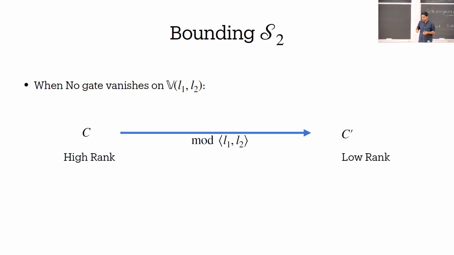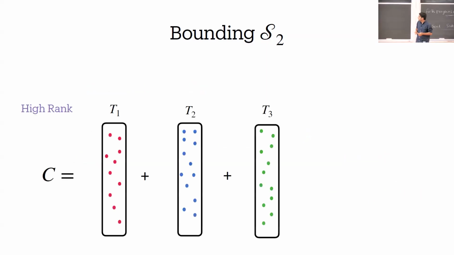The interesting case is when none of the gates vanish. It means you had a high rank circuit, you went mod this codimension 2 space, and now it became a low rank circuit. Why low rank? Because of the rank bounds we discussed for PIT. When we mod L1, L2, nothing vanished, but it still became low rank. The way that can happen is that these linear forms no longer continue to be in the simple part. They all moved into the GCD.